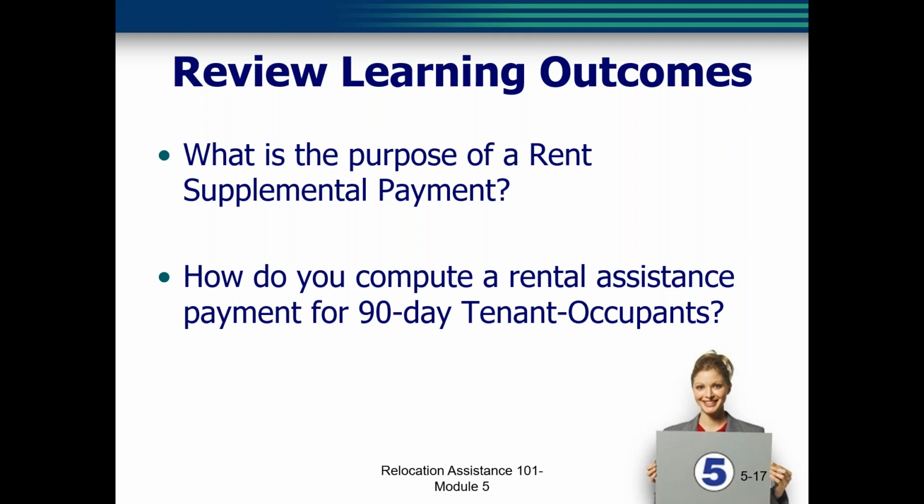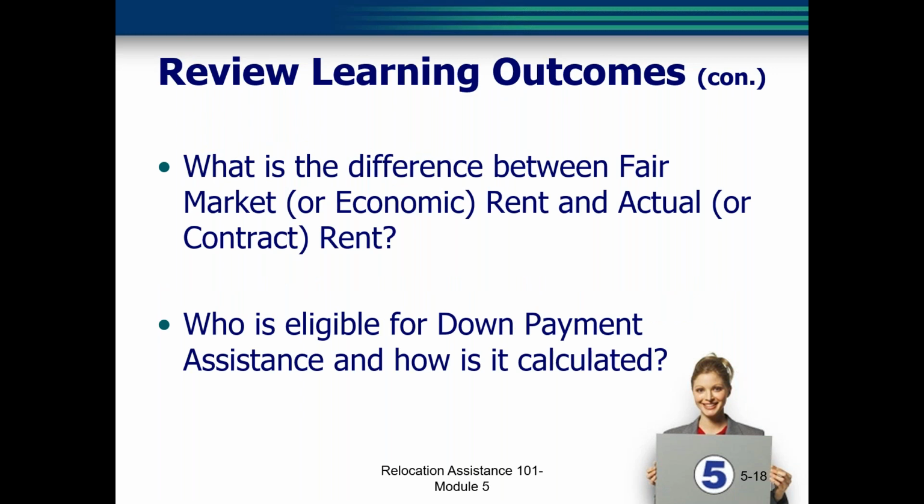So how do you compute a rental assistance payment for 90-day tenants? Well, the rental assistance payment is made to ensure that the comparable dwelling for the replacement for the displacee to rent and that they have the funds necessary to rent, including the applicable utility costs. To determine the rental assistance offer, you calculate the base rent. Remember, the base rent is contract rent plus utilities, could be market rent plus utilities, could be 30% of their income, or it could be all the HUD subsidies.